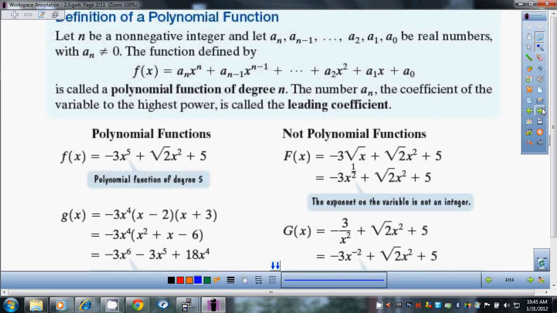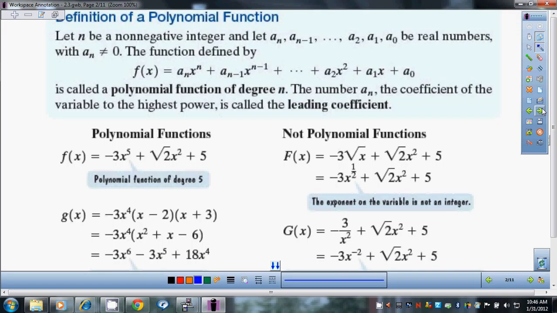Now, polynomial functions also will have whole number exponents, and your variable will not be in the denominator, like such, thus giving you a negative. Anytime you have a variable, it has to be a variable. Notice it doesn't matter if a number is under there, because that's just a decimal. But your variable cannot be under a radical or in the denominator for it to be a polynomial function.